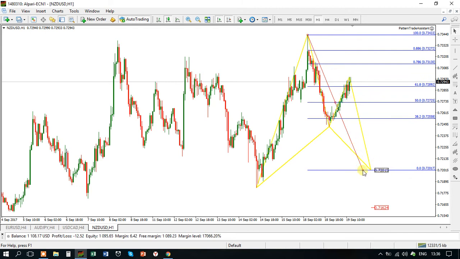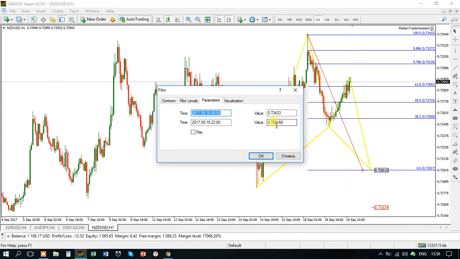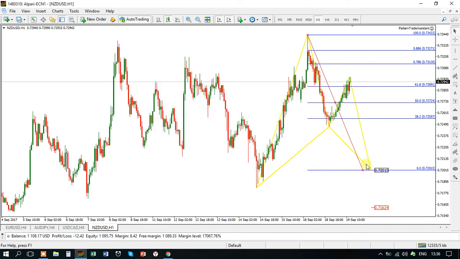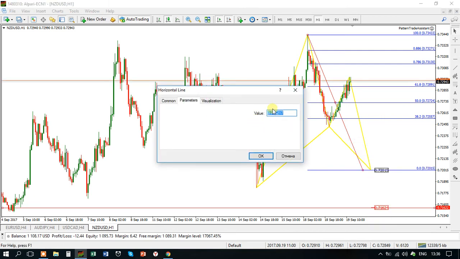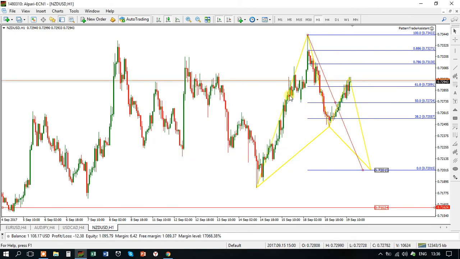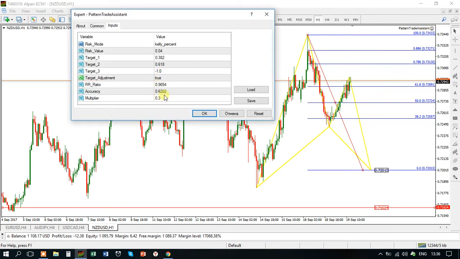72.015. I am to place 72.015. This is the Fibonacci line. I am to put a horizontal line at 71.62.4. Okay, make sure your pattern trade assistant is set according to your rules.